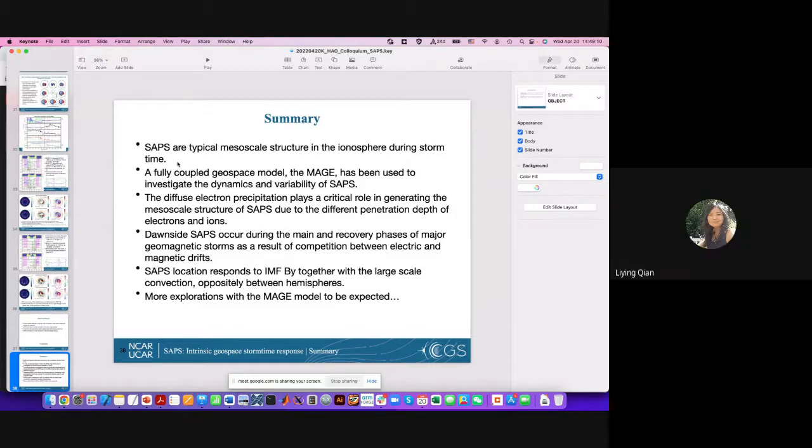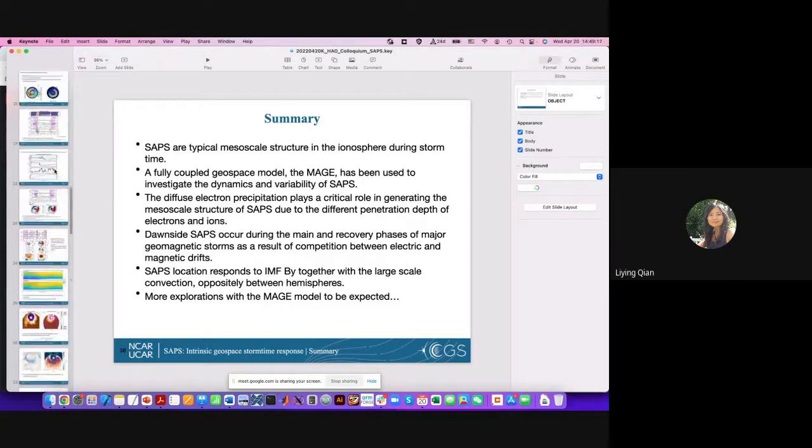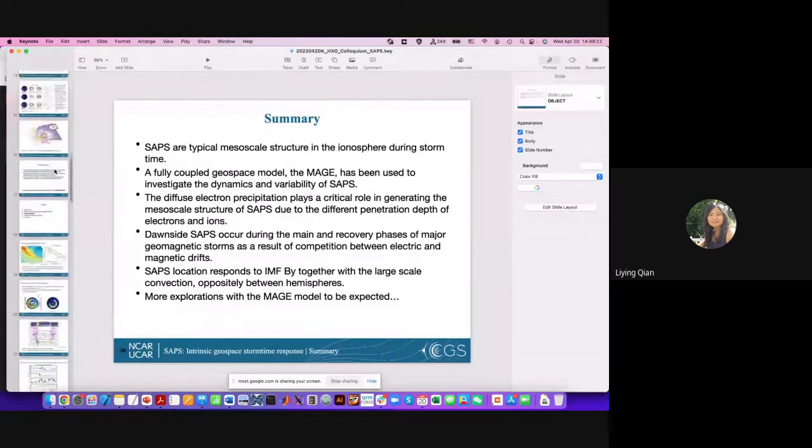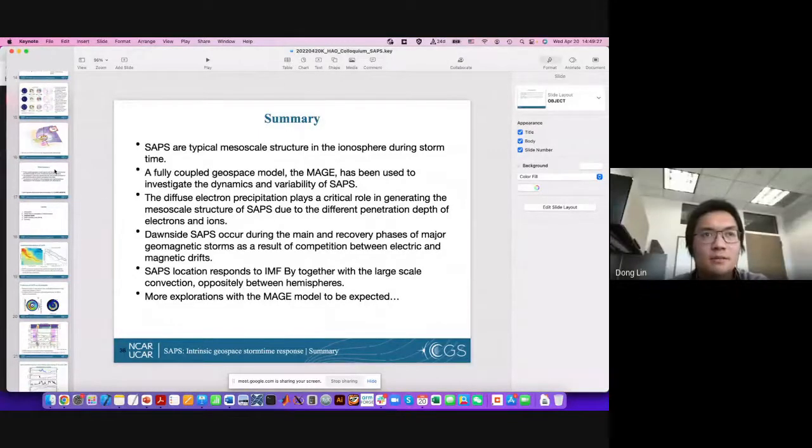Dong, does the diffuse electron precipitation happen during non-storm time, or maybe at very weak activity? Well, I think it does. The separation of storm and non-storm is something people can easily debate, but definitely the magnitude of the diffuse precipitation is expected to be less during relatively quiet times.